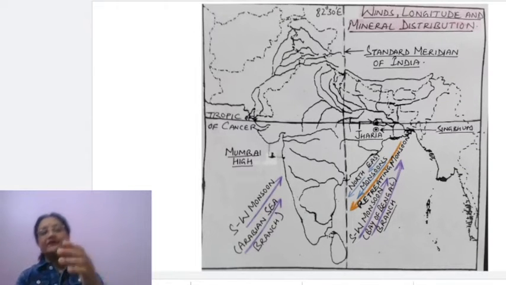Now the first map which you can see here is actually based on the latitude, longitude. First of all, let's see what are the important points you need to check to draw the longitude which we have to actually mark in this map. There is only one longitude which is there in your syllabus, that is standard meridian of India. And what is the value of it? As you all know it very well, 82.5 degree east is the value of the standard meridian of India.